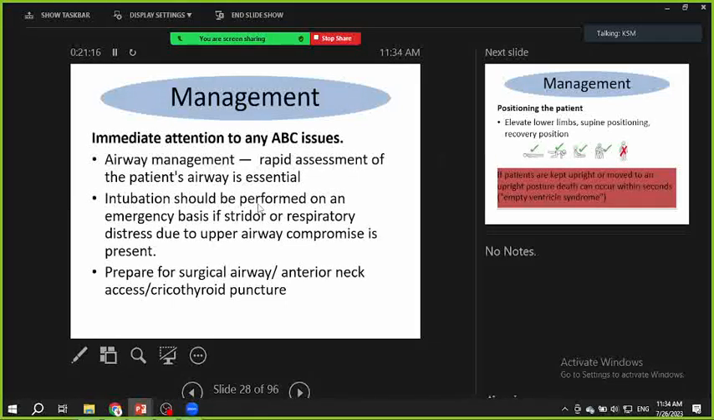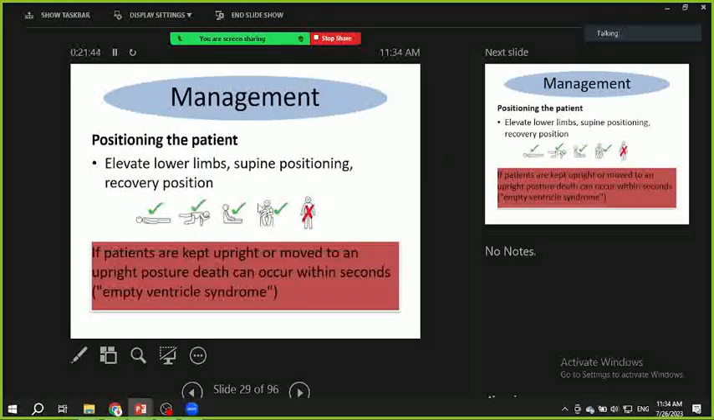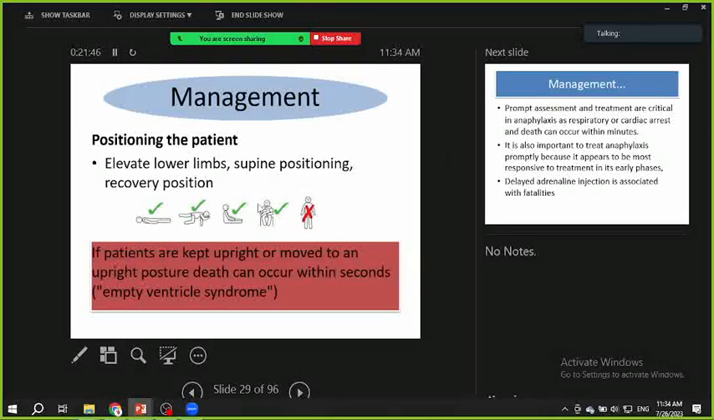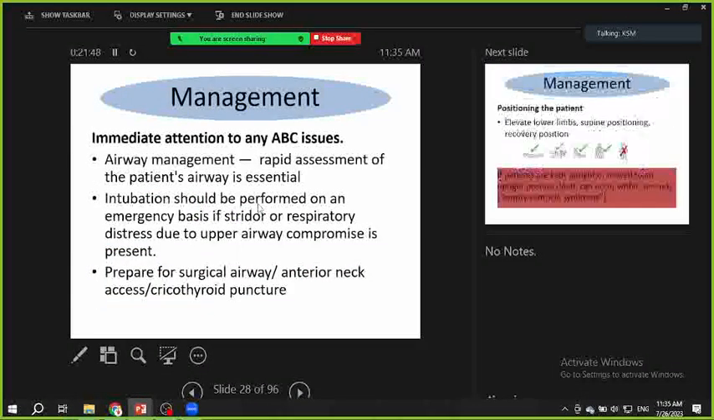Immediate attention to the ABC issues. Airway management is very difficult in anaphylaxis. Rapid assessment is necessary, and intubation should be performed by a very senior person, someone competent in intubation. And also, if you can't, please prepare the surgical airway or anterior neck access or cricothyroid puncture. Be ready with that, especially in anaphylaxis coming with angioedema. It is difficult to intubate, so you need help.